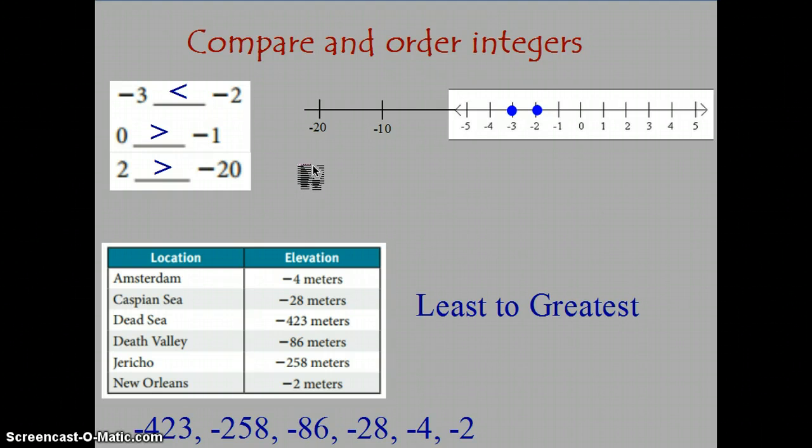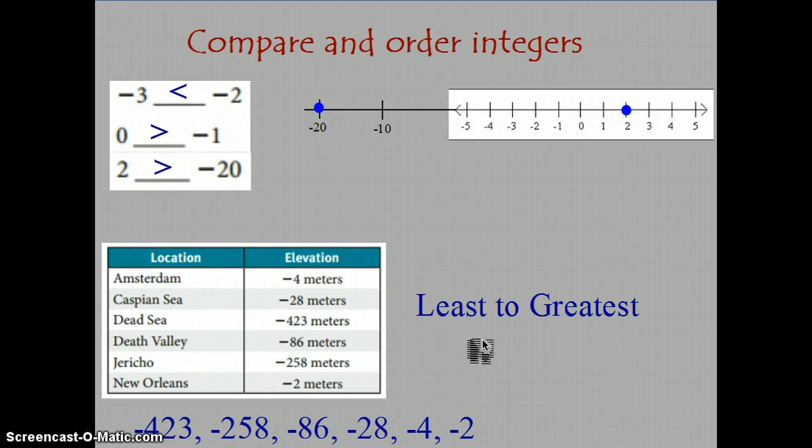So now let's look at the second one. 0 is greater than negative 1. That is because 0 is here, and negative 1 is here, and 0 is further to the right, which makes it larger. And then we've got positive 2 here, and negative 20 way down here. This one is a no-brainer. Remember, anytime any positive number is compared to a negative number, it is always going to be more.